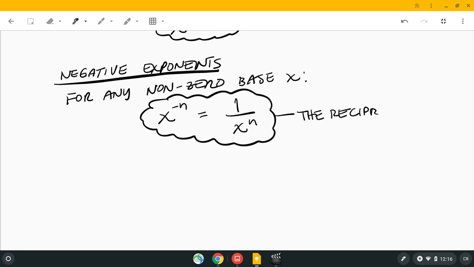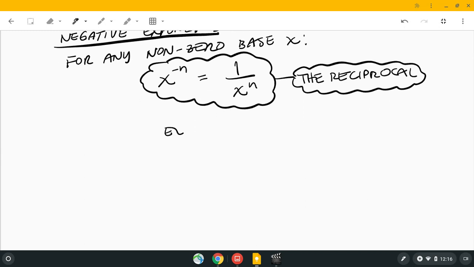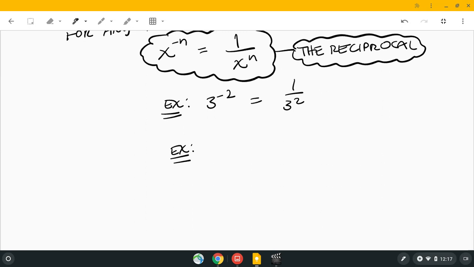So you take the reciprocal. For example, if you have 3 to the negative 2, that becomes 1 over 3 squared. So the exponent now becomes positive. And if you have 2/3 to the negative 2, then you take the reciprocal of 2/3. So the reciprocal, we're going to flip this, so 3 over 2. And the exponent becomes positive.